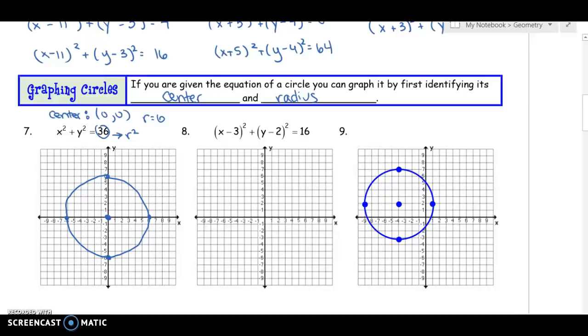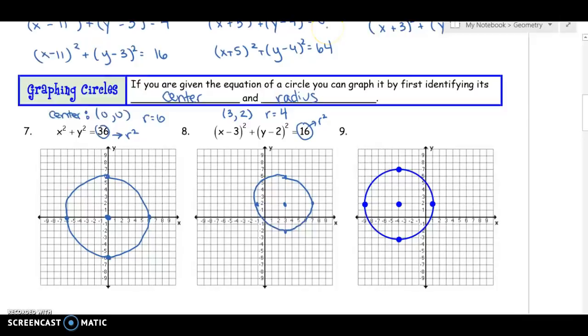All right, for number 8, our center is going to be here at, do the opposite, so instead of -3 it'll be +3. Instead of a -2 it'll be +2. This 16, remember, is r squared. If you square root 16 you're going to get 4. So my center is going to be at 3, 2, and then we count 4 in every direction. So 4 to the right, 4 up, 4 to the left, and 4 down. Connect those points together and you get a nice circle.